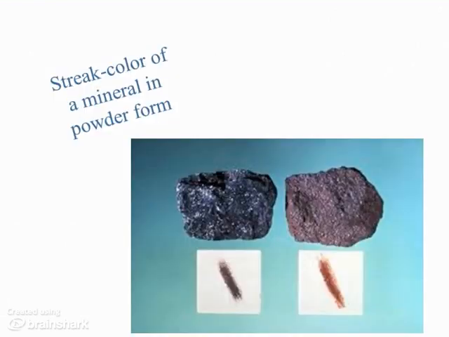Streak is the color of a mineral in powder form. So if you see here in the picture, we've got two different minerals. Looks like the one on the left is kind of like a blackish, and the one on the right is maybe a brownish red. When you take these minerals and scratch them against a streak plate, they'll leave behind a specific color of powder. The color of powder is not always the same as the color of the mineral itself. So this is a great tool in helping to identify minerals.